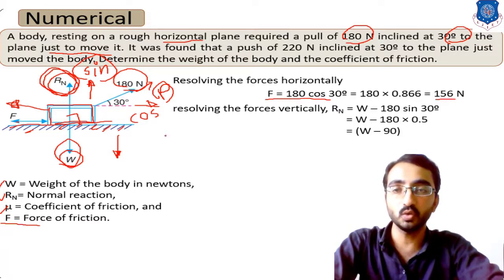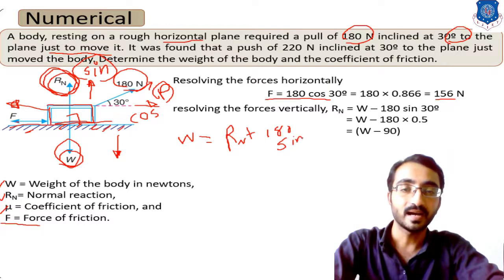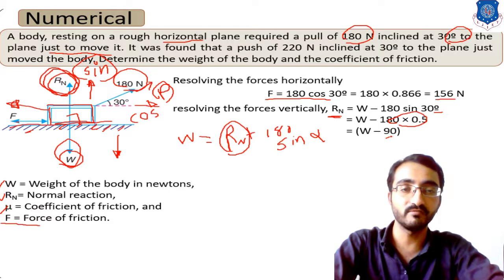Okay, so if you want to write down the equation, then over here we have to mention that W is equal to Rn plus P sine alpha, or we can say that 180 sine alpha. Now in this equation, if we make Rn as the active component, from this equation we can say that Rn is equal to W minus 180 sine alpha. That's why we can say that it is W minus 90. Okay, simplifying these terms will give us the value of 90.